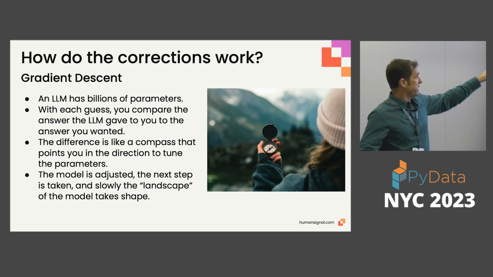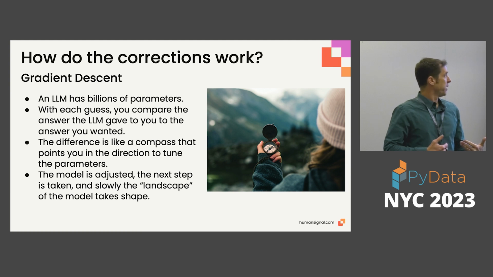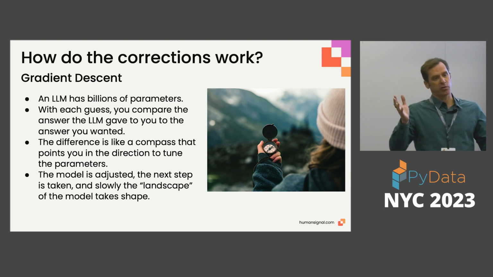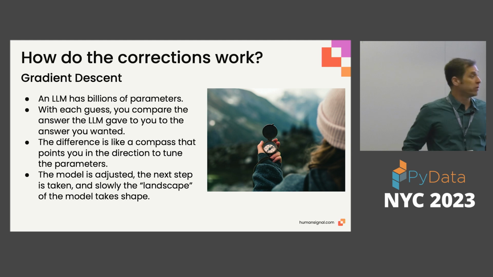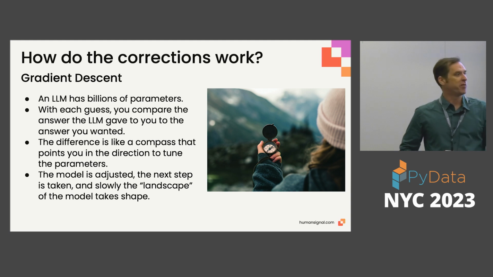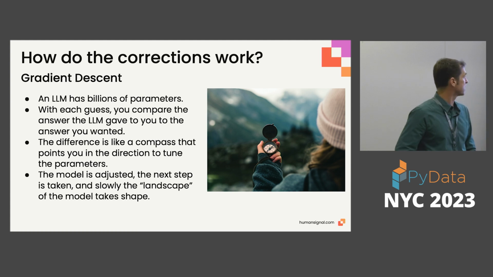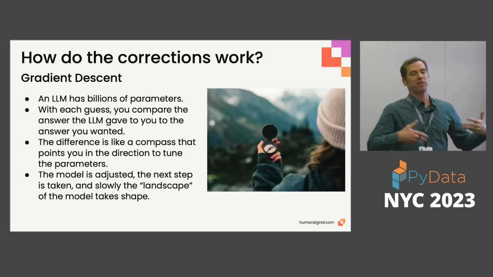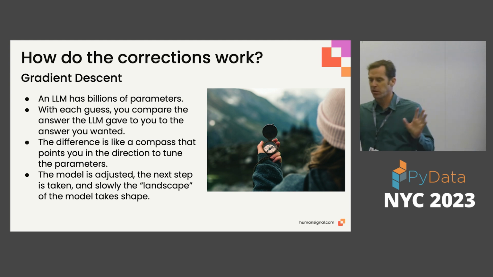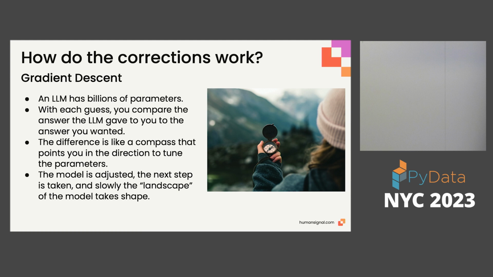With each guess, you compare the answer the LLM gave to the answer that you wanted, and you treat that difference like a compass that points in the direction you want to tune the parameters. Typically we call this method gradient descent, and there are a bunch of different ways that you can do it. Another way to think about it is like you're blindfolded, trying to navigate some terrain. You want to find your way to the bottom of the mountain, and you always take small steps in the directions that take you down the hill. The model's adjusted, the next step is taken, and slowly the landscape of the model takes shape. This is all to give you a bit of context on how these things work.